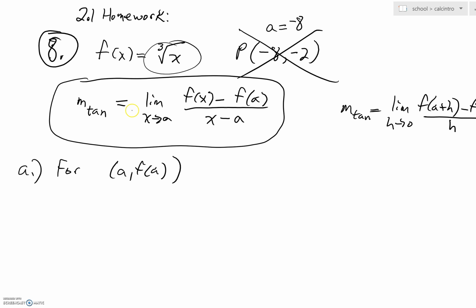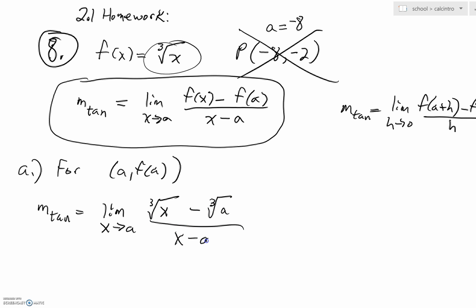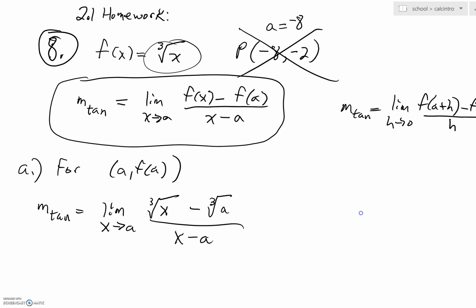And let's go back to this original problem right up here. We're going to say the slope of that tangent, well, it's the limit as x approaches a. The problem is I don't know what a is right now. F of a, well, that's the cube root of a. And down below, you've got x minus a. We've got to work that out. And it's going to be effectively the same problem. It's just that right now, you don't see that a was equal to negative 8, and you can plug it in. So it's working it out more abstractly.